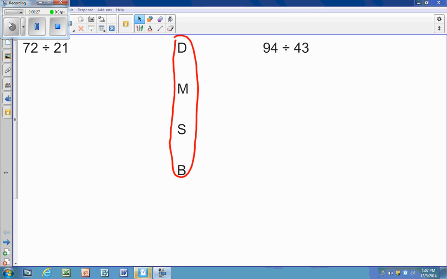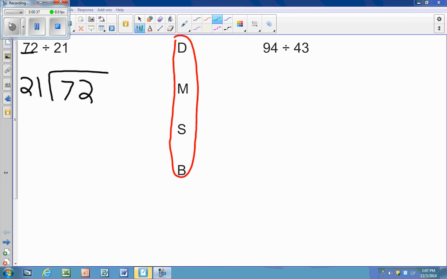So we're going to start. Remember that first number goes in the house. The first one arrives, he gets to go in the house, and it's 72 divided by 21. So the first thing I'm going to do is on the side, I'm going to write my 21's times tables in order to help myself figure out some of these answers.